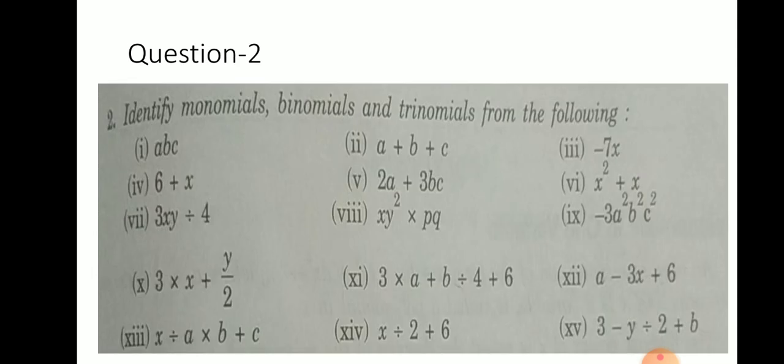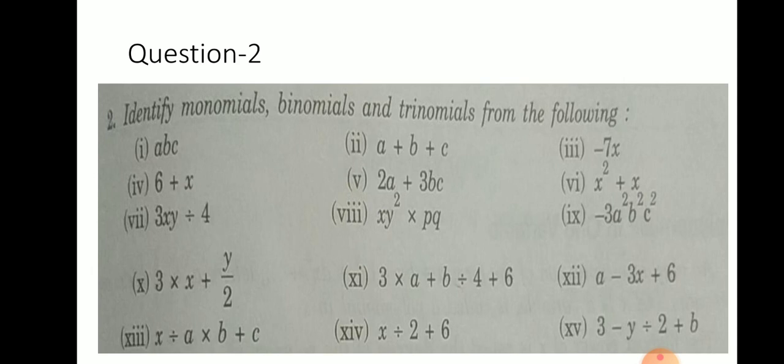Yes, in this question he is asking, identify monomials, binomials and trinomials from the following. So first we have to revise about those words. Monomials are the algebraic expressions which have only one term, and an algebraic expression containing two terms is a binomial, three terms is a trinomial.